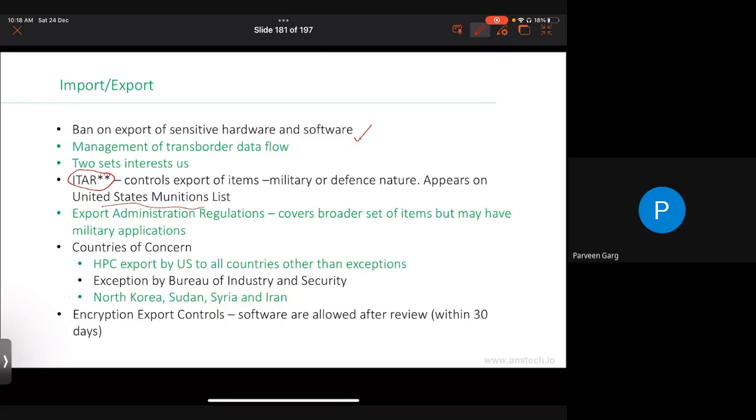And there are some exceptions where you cannot export your equipment, like they have an organization called BIS, Bureau of Industry and Security.